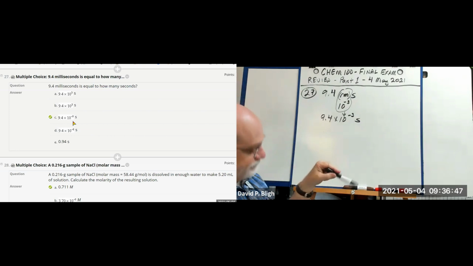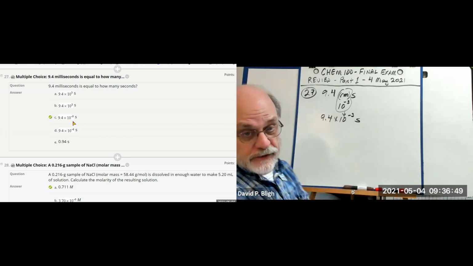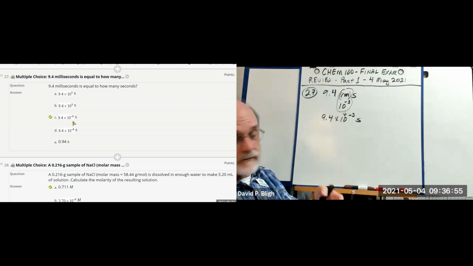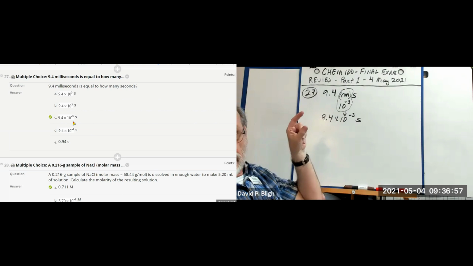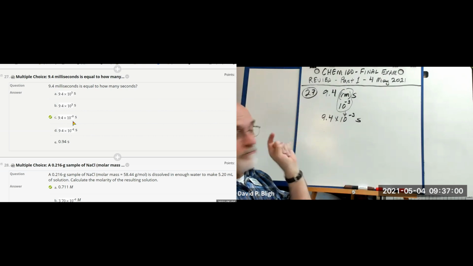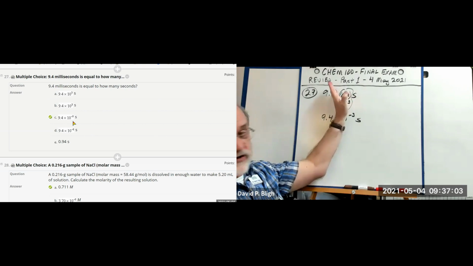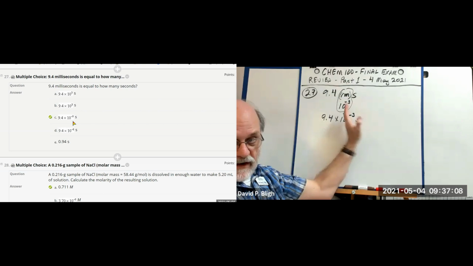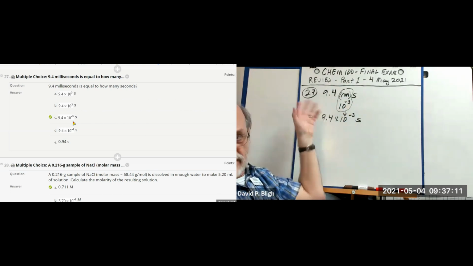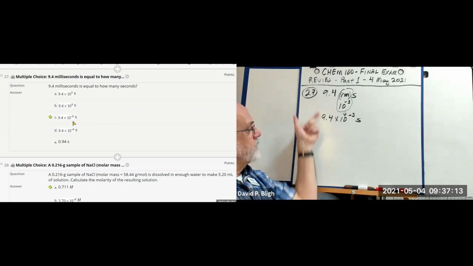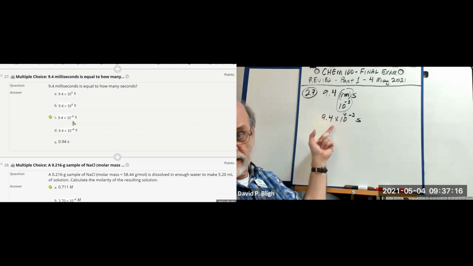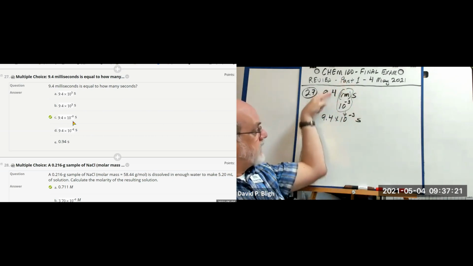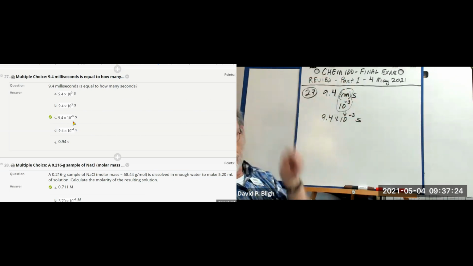Okay? Also, there's that rule of thumb to check yourself as you go. If the unit of measure gets bigger, we're going from small millisecond unit to second unit. If the unit gets bigger, then the number has to get smaller. So it's kind of a check. If you came out with 9.4 times 10 to the third positive, you know you're wrong, because that unit got bigger, so this has to get smaller.